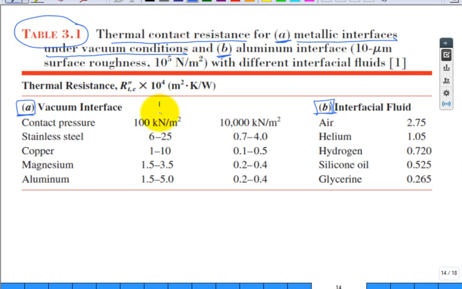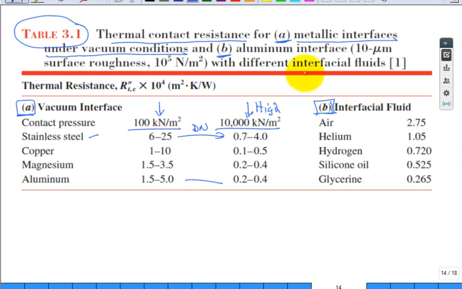Now, what they're showing you is that they have the contact pressures changing. Which one's higher? This is the high contact pressure. What happens if I have stainless steel in contact? Notice that with the higher pressure, doesn't this go down? Higher contact pressure, pushing those little mountains together, making better contact. Less thermal resistance. Same for aluminum, etc.